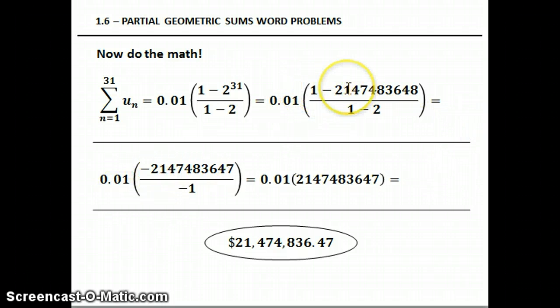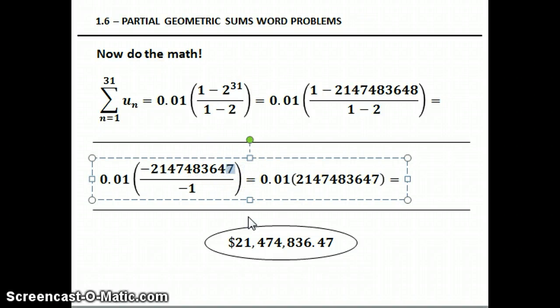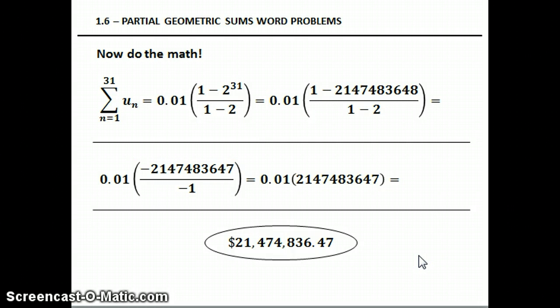And we're just going to do the straight subtraction. And when we do 1 minus that, we're going to end up with a number very similar. This is the only thing that changes right there. But it does end up negative. And also on the bottom, 1 minus 2 gives us a negative 1, which is very convenient because when we divide, it just makes this positive. We multiply by 0.01, and believe it or not, we end up with 21,474,836.47. So the next time somebody wants to pay you for a month, tell them you start with a penny and double it every day.